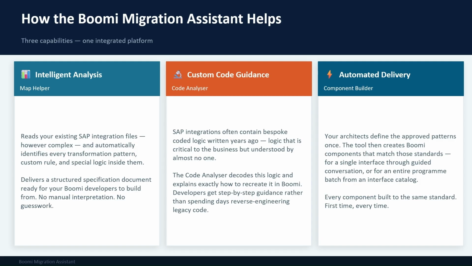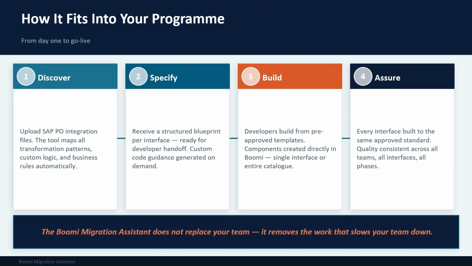While Boomi AI helps you build faster once you're inside the platform, the Migration Assistant tells you what to build and why before you even open Atomsphere. It decodes the SAP side logic that platform tools cannot see. Together, they ensure your developers arrive at the build phase with a complete specification in hand. The result is a migration that is faster at every stage.